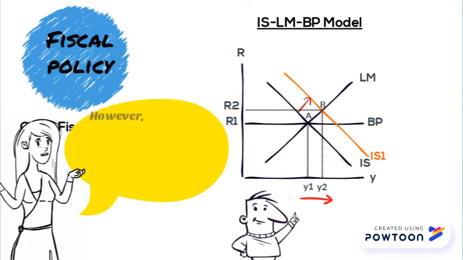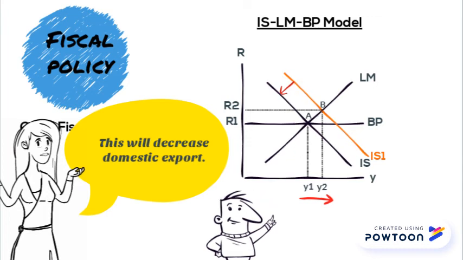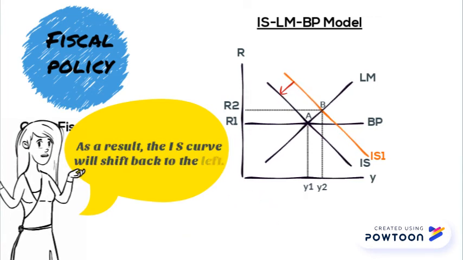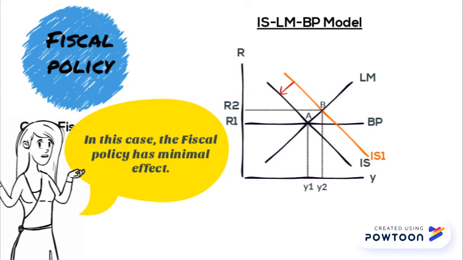However, an increase in interest rate will result in capital inflow, thus causing the currency to appreciate. This will decrease domestic export. As a result, the IS curve will shift back to the left. In this case, the fiscal policy has minimal effect.